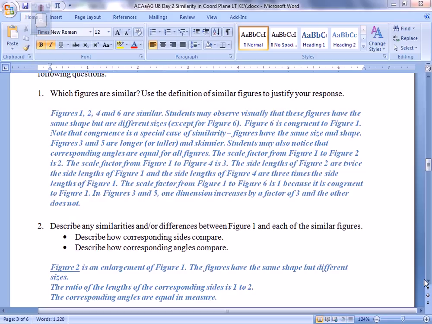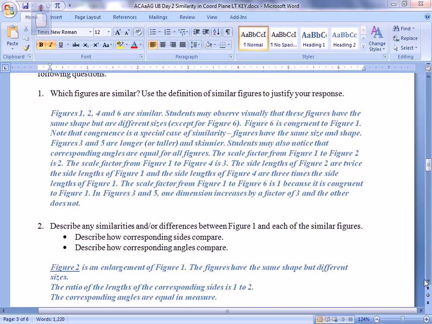1, 2, 4, and 6. Well, 1, 2, and 4. 1 was your pre-image. 2 and 4 were both dilations. What does that tell us about what a dilation produces? A similar figure, doesn't it? When we do a dilation, our sides are in proportion and our angles are congruent. So we can tie this back into what we've already done. We've already studied dilations, now we're doing similarity. If we have a dilation, then our figures are similar.